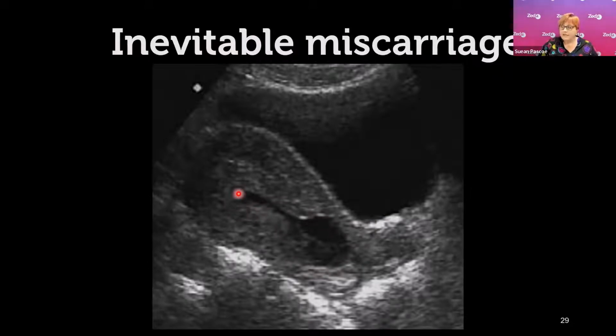I have scanned a lady one time who I could see the heartbeat, but I could also see the peristalsis of the endometrium as the sac was moving down the endometrial canal. And so it's kind of tricky because you know that it's inevitable that this is going to come out, but we could see a heartbeat at the time.